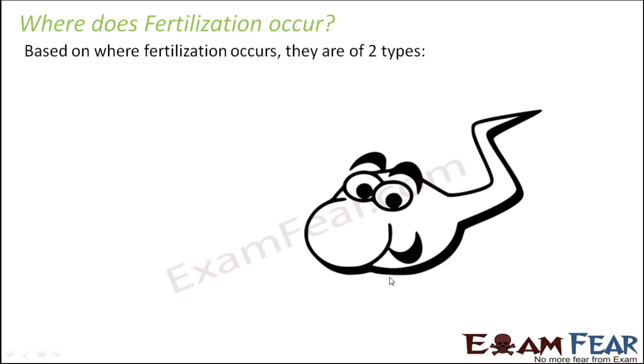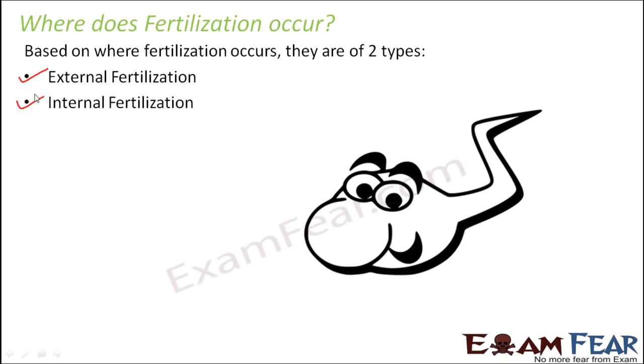Now, based on where fertilization occurs, they can be of two types again. There are possibilities that they can occur inside the body, they can also occur outside the body. So, based on that, they are of two types. The first is external fertilization, the second is internal fertilization. If the exact fusion occurs outside the body, then it is called external fertilization. And if the fusion occurs inside the body, then it is called internal fertilization. So let us try to understand both these fertilizations in detail.